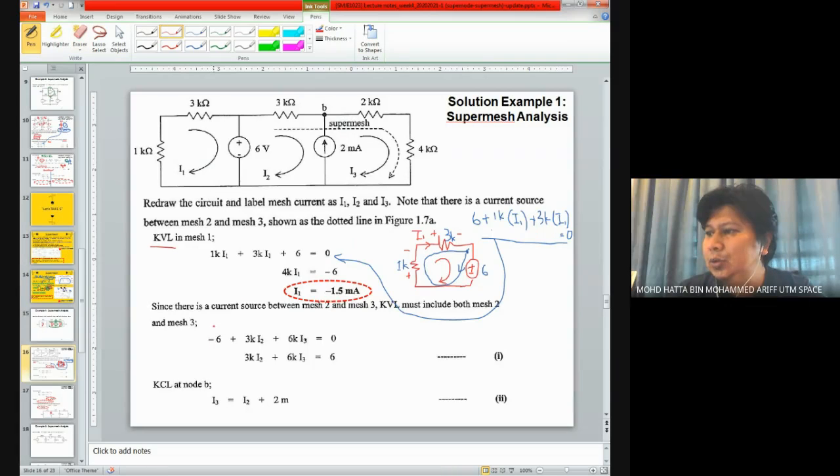For mesh number 2 and number 3, earlier we know that these two meshes can be considered as a super mesh. So first of all, you need to apply KVL around the super mesh. To apply the KVL around the super mesh, you need to consider a circuit which looks like this.